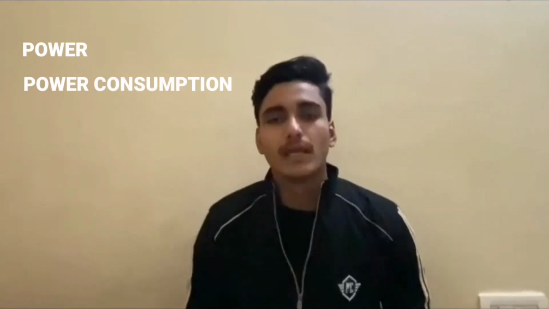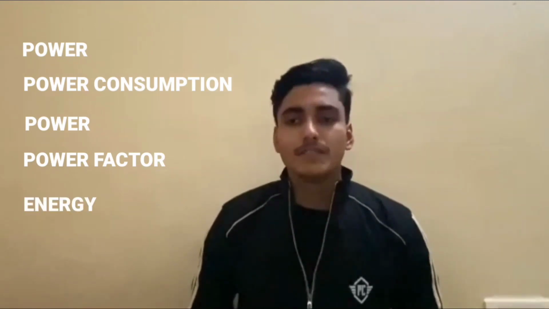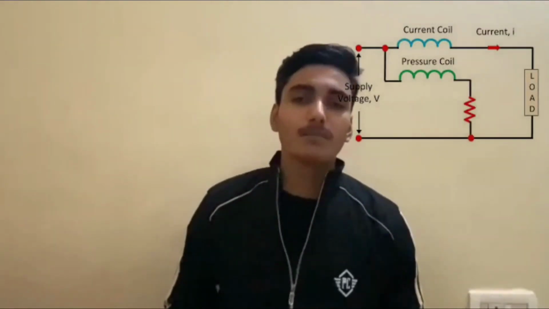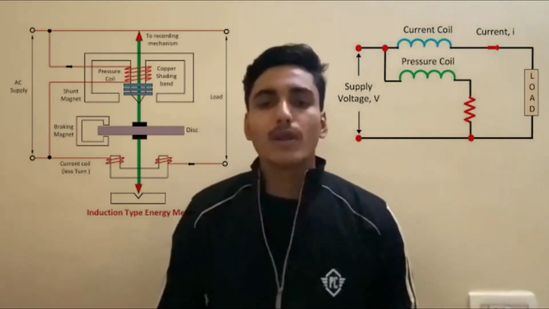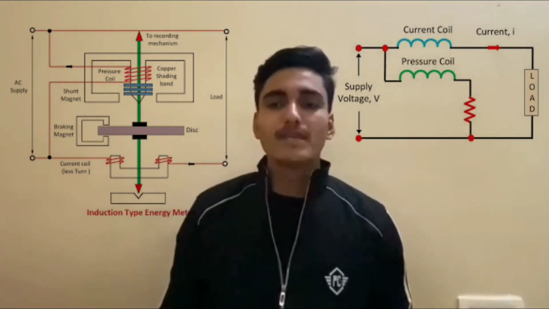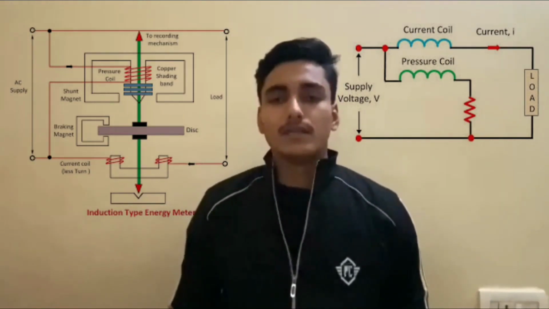So let's start with key points about the voltmeter. It displays the electric power of devices. It measures power consumption. It can measure voltage, current, power factor, and energy consumption with an accuracy of 1% to 5%. Types of voltmeter. There are two types of voltmeter: electrodynamometer voltmeter and induction voltmeter. The electrodynamometer voltmeter is used to measure the amount of energy being transferred by an electric current.